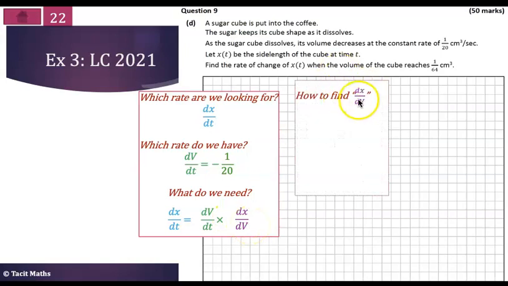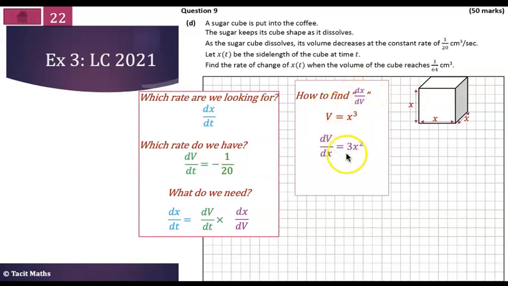Now, how do we find that? Well, we need a formula or an equation with v and x in it. Now, x is the side of the cube, v is the volume of the cube. Now, if you think of a cube, this is your sugar cube here, a cube has sides of x. Well, what's the formula for the volume of a cube? Well, it's x by x by x, so that's just x cubed. So if the volume is x cubed, then we won't get dx dv out of this, but we will get dv dx. dv dx is 3x squared, right? Just differentiating that. Now clearly here though, we're looking for dx dv. So dv dx is that, dx dv is that.